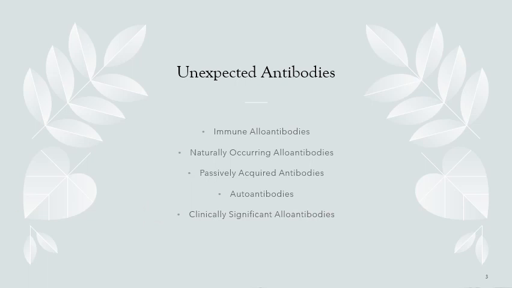So clinically significant alloantibodies are those that cause decreased survival of RBCs possessing the target antigen. These antibodies are typically IgG and react best at 37 degrees Celsius or at antiglobulin phase.